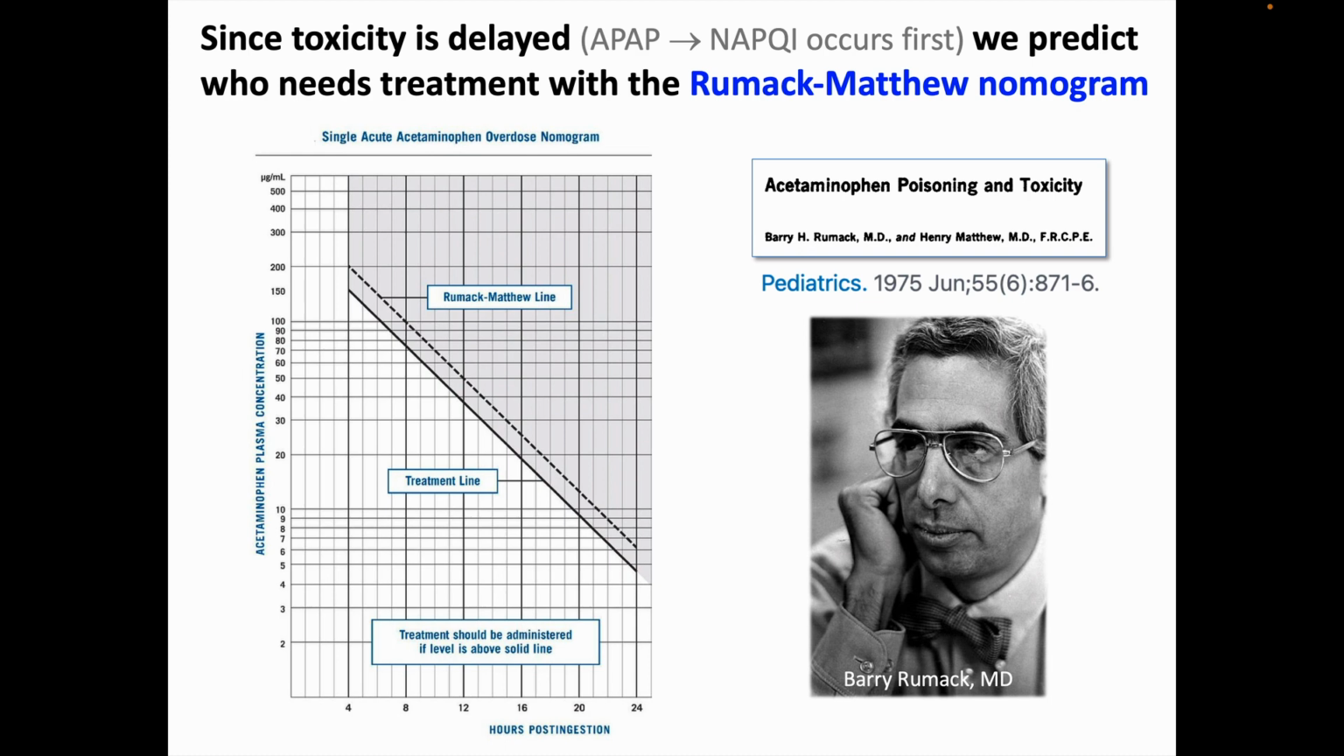There are 2 parallel diagonal lines on the nomogram. The upper line is labeled here as the Rumack-Matthew line, and that's what was published in Pediatrics in 1975. What Rumack and Matthew did was to plot the points from acetaminophen overdose patients on a graph like this to see if it was possible to determine some threshold line below which a patient would be at very low risk for developing hepatotoxicity, and therefore may not need treatment or admission to the hospital.